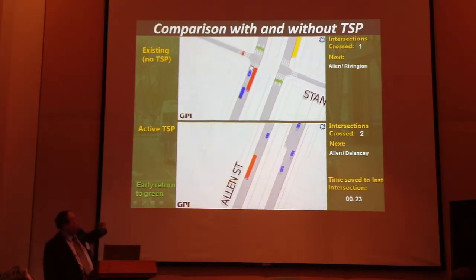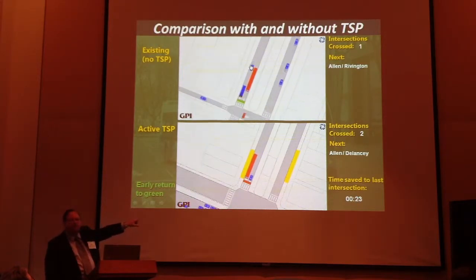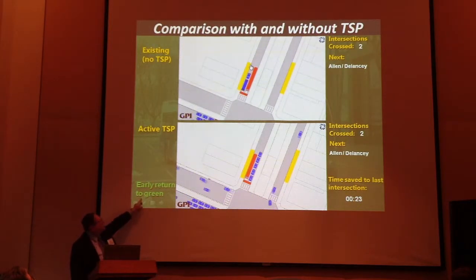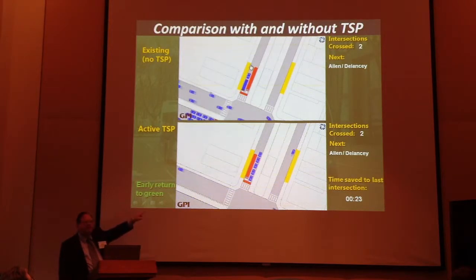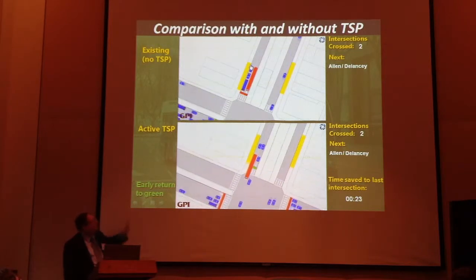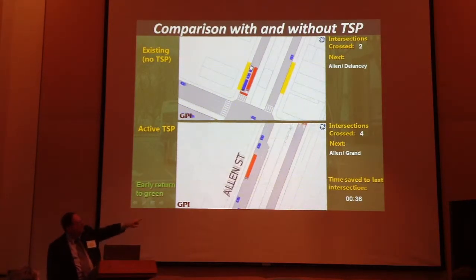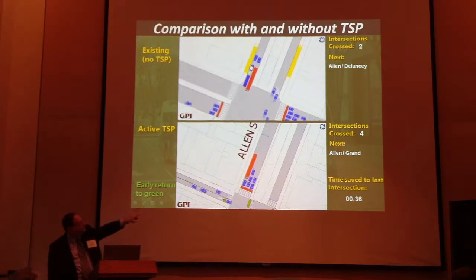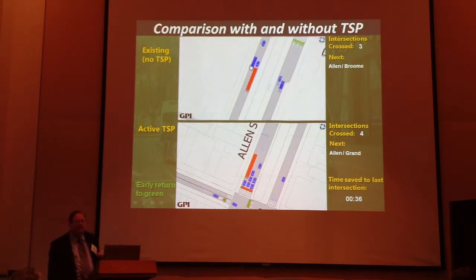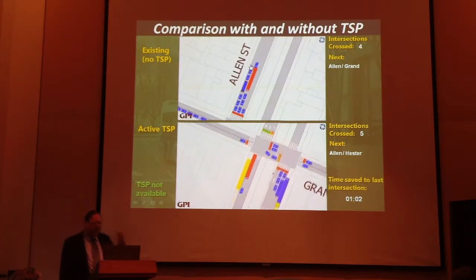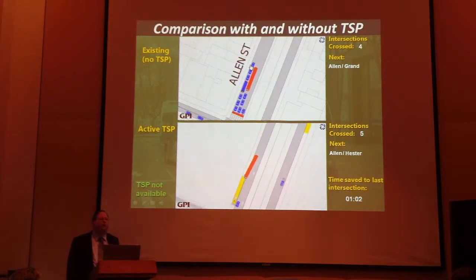And here is a split screen. On the top, we're following a bus heading south, and without the TSP. On the bottom, we're following the bus with the TSP. We're seeing here what's happening. The bus on the bottom is going to get an early return to green. That red signal is going to be shortened as a result of the TSP. And that bus is moving out ahead of the one on top. And we're seeing off on the right that so far we've crossed 4 intersections with TSP and saved 36 seconds.